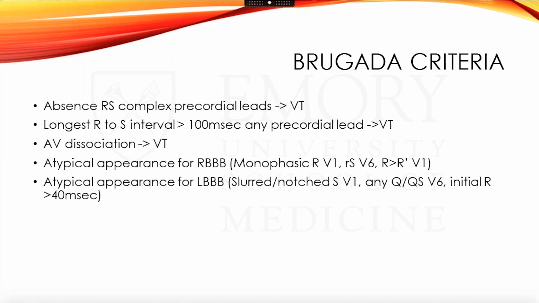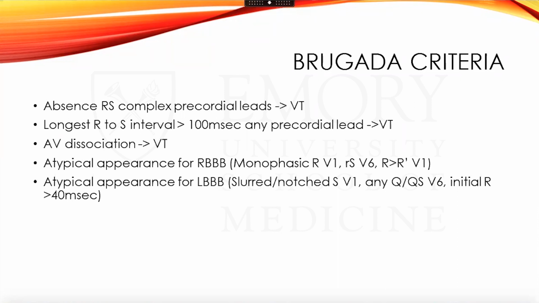The longest R to S interval greater than 100 milliseconds in any precordial lead is our next criteria. This criteria basically is meant to say, is this thing engaging the His-Purkinje system or not? If it takes a long time, the RS is greater than 100, it indicates VT. AV dissociation is kind of the easy one, right? If the A's and the V's aren't connected, if there are more V's than A's, then that's VT.